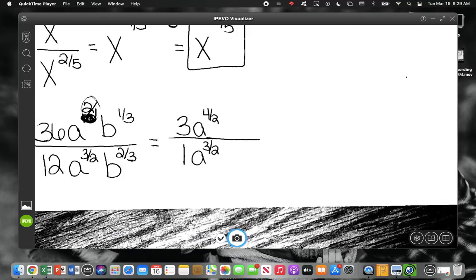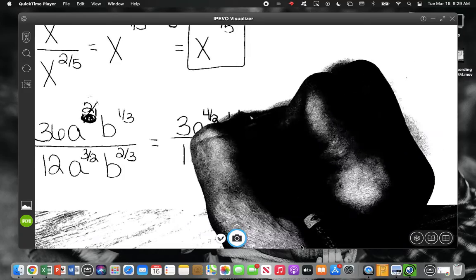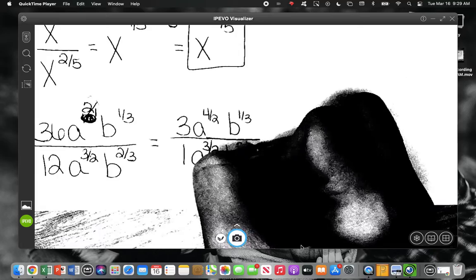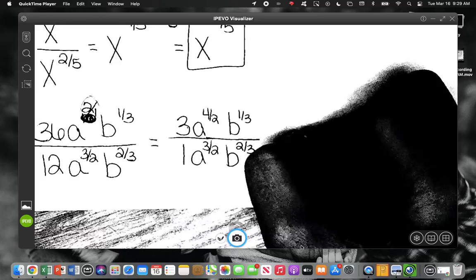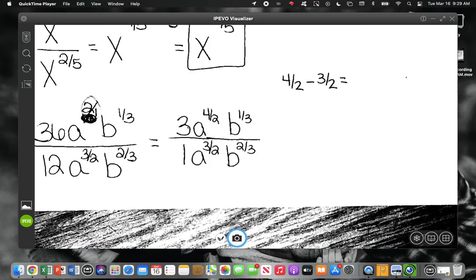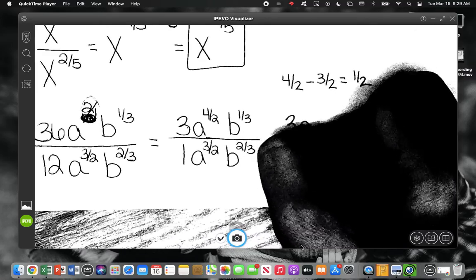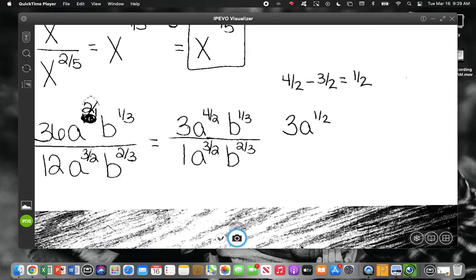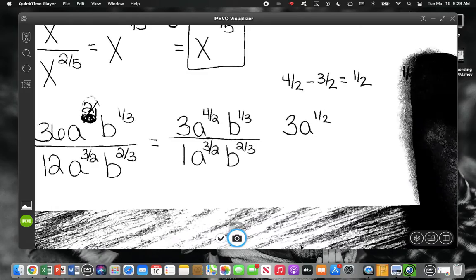Now, do our b's have common denominators? Okay. All right, so we've divided our coefficients. Now we just need to subtract our powers. What is 4 over 2 minus 3 over 2? 1/2. So we have 3a to the 1/2. Now for your b's, you take top minus bottom, 1/3 minus 2/3. What does that give us?